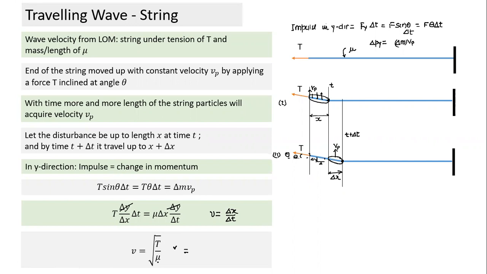So what is the speed? Root of T by mu, T being the tension in the string and mu being the mass per unit length. That's the speed at which the wave will travel. So what will happen? For a given string with a given tension, the wave speed is the same.